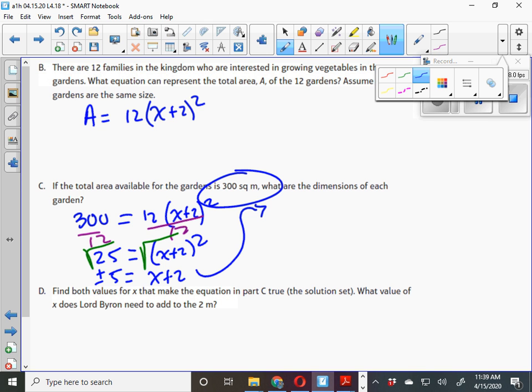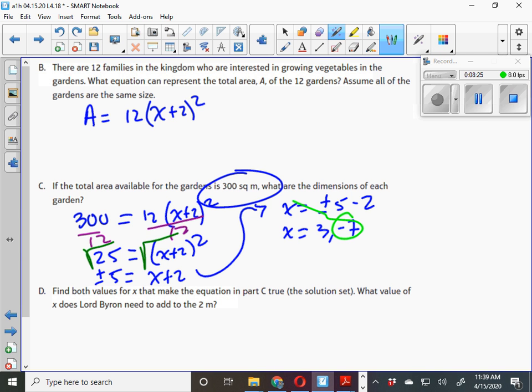Come up here, we're going to subtract 2 from both sides, and we're going to get x is equal to plus or minus 5 minus 2, or x is equal to 5 minus 2, which is 3, or negative 5 minus 2 is negative 7. All right, so is it reasonable then for x to be a negative 7?